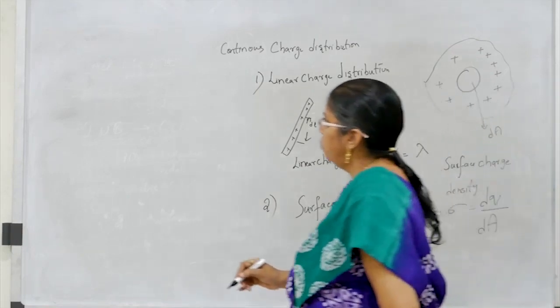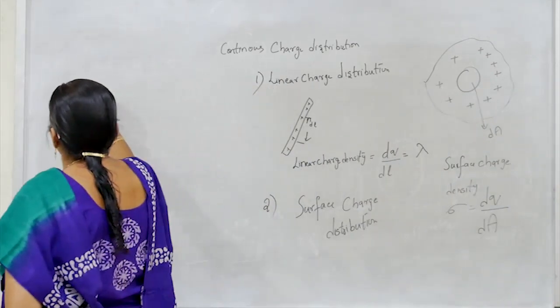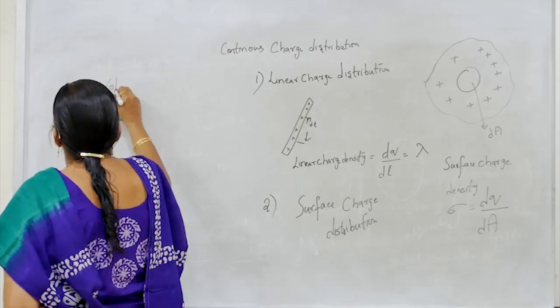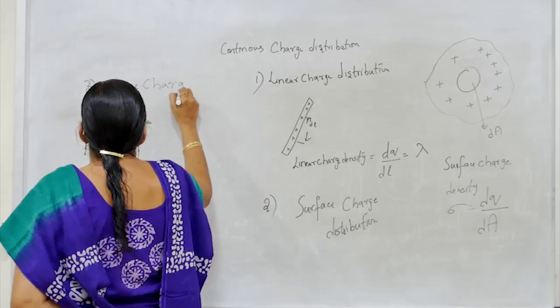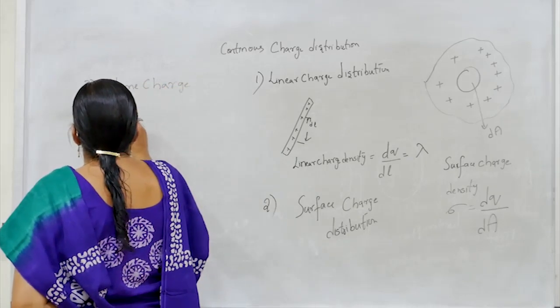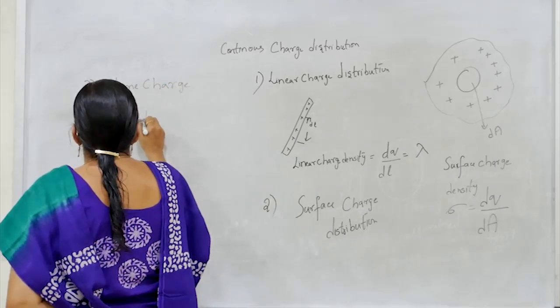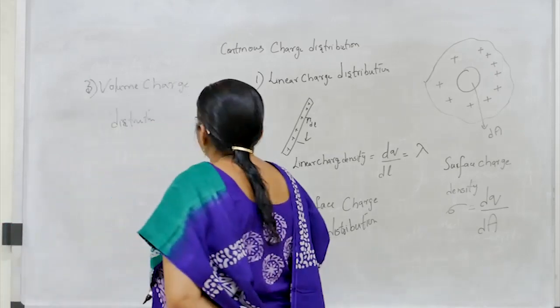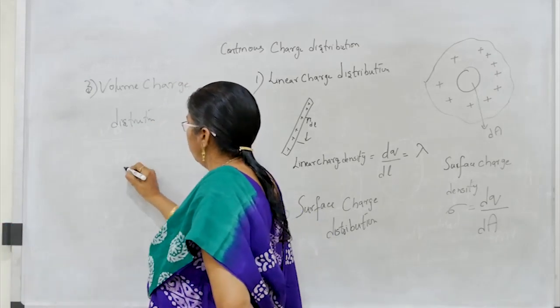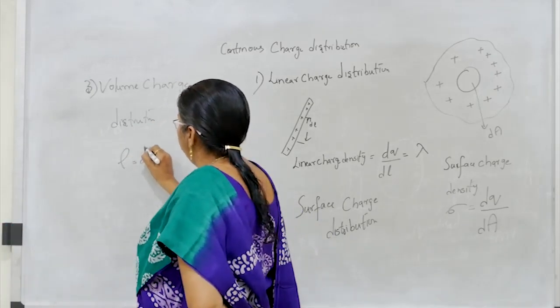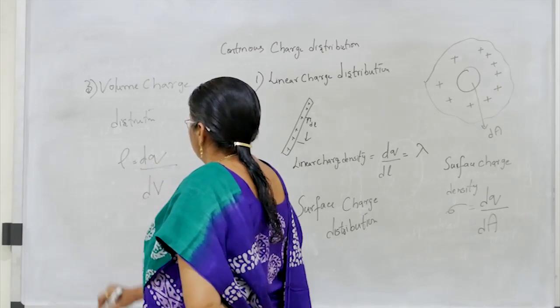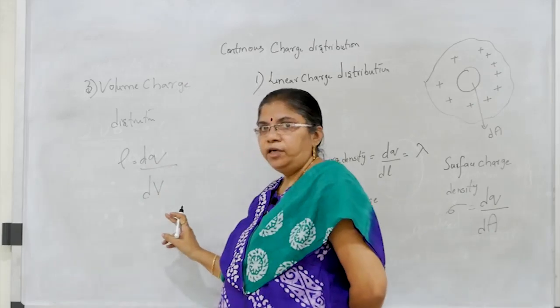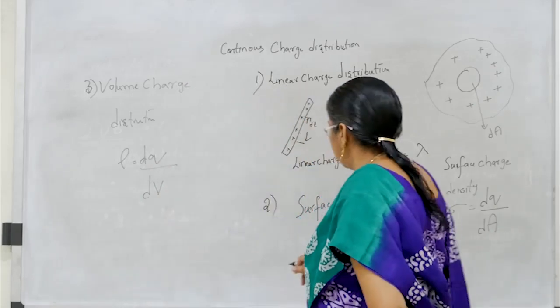Third one is volume charge distribution. It is given by the letter rho. Rho is given by dq by dv. So dq is the charge and v is the volume that is enclosed.